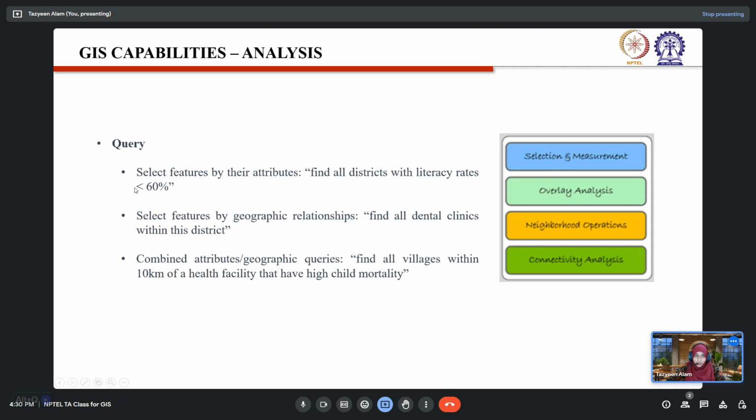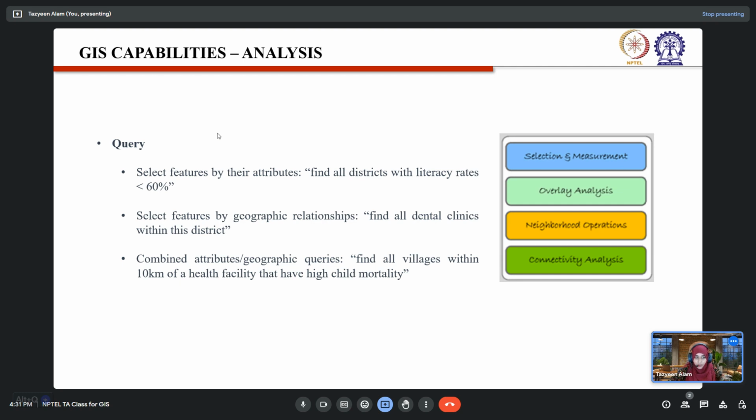Now we come to the fourth capability of GIS, which is analysis. The first feature in analysis is query. What is it doing? It is selecting features by their attributes. For example, let us say I have a certain data set and I want to find all the districts with literacy rates less than 60%. The query feature will instantly categorize all the districts within my database that have a literacy rate less than 60%.